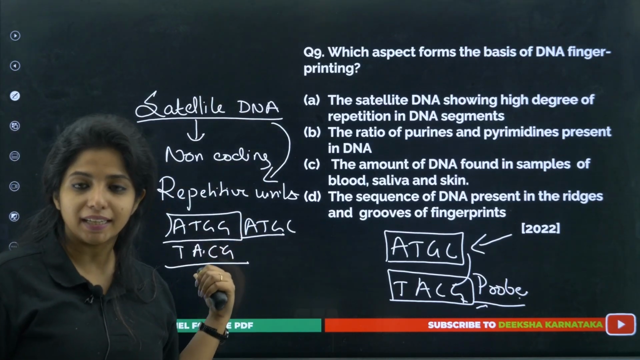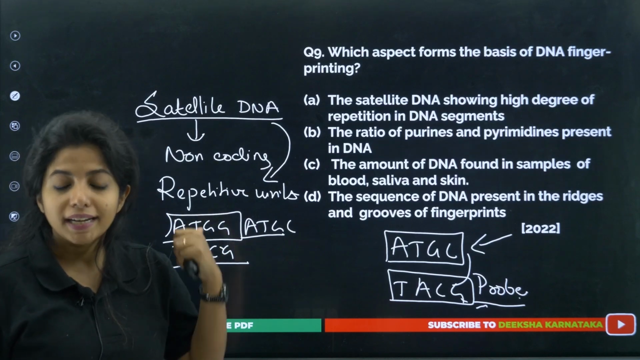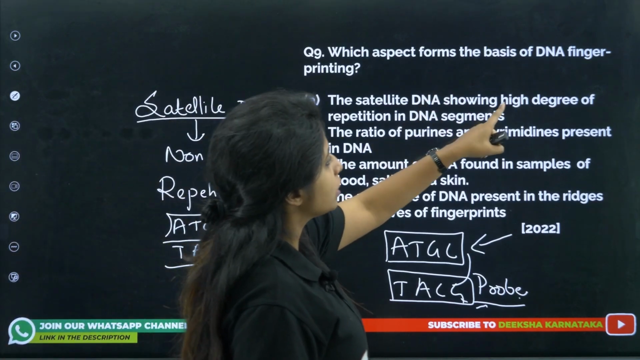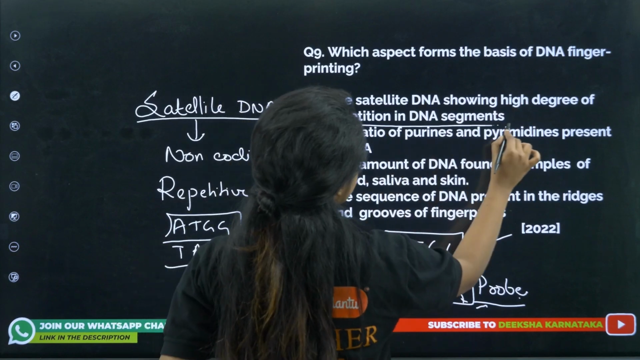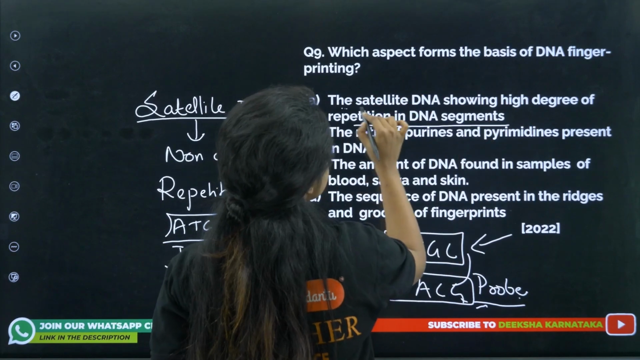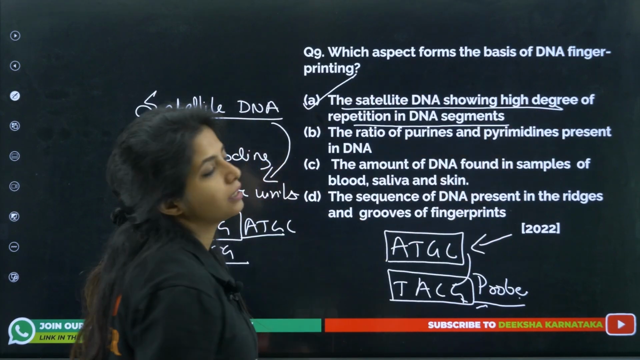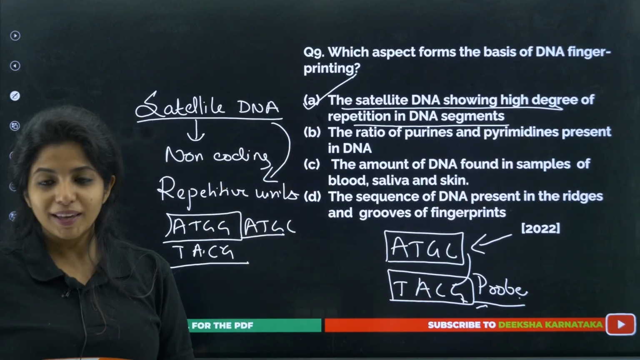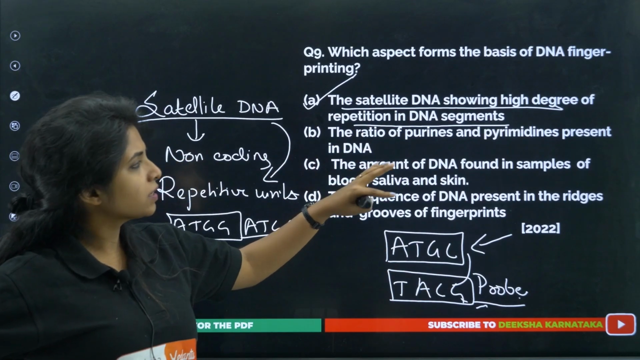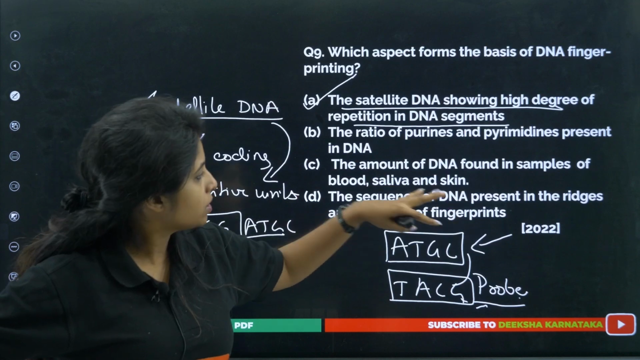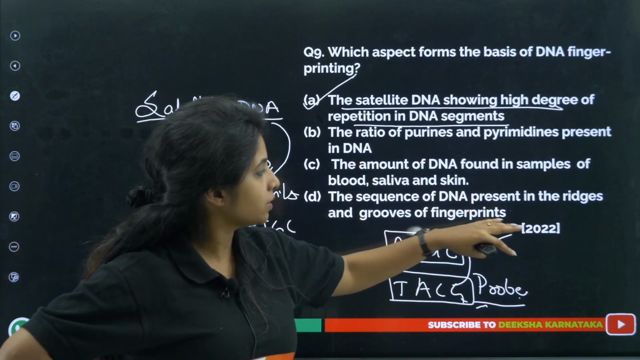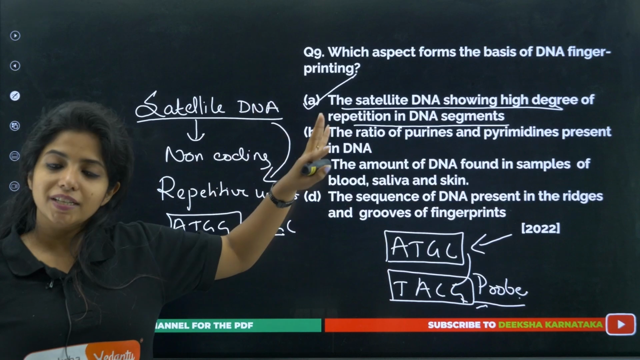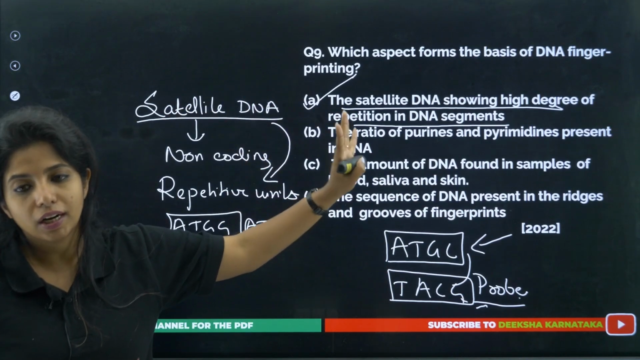So this is a satellite DNA, and this forms the basis of DNA fingerprinting, my dear children. Satellite DNA showing high degree of repetition in DNA segments is the basis of DNA fingerprinting. You do not even have to go ahead with the next options. But the ratio of purines and pyrimidines in the DNA, no. The amount of DNA found in samples, no. The sequence of DNA present in the ridges and grooves of the fingerprints, no, my dear children. It's a satellite DNA. Just understand, DNA fingerprinting is for satellite DNA.